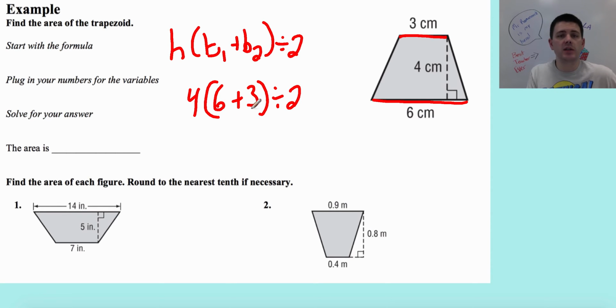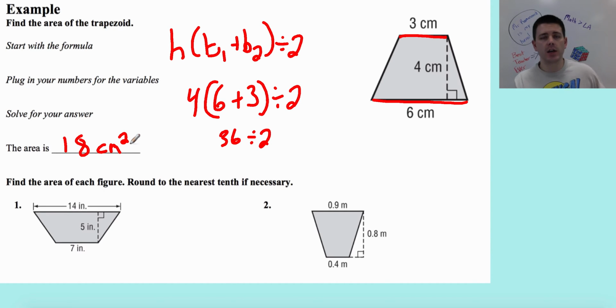6 plus 3 is 9. 9 times 4 is 36. And then I divide by 2. 36 divided by 2 is 18. So my area is 18. But remember, don't forget your units. Don't leave it as a naked number. It's dealing in centimeters, so it's going to be 18 centimeters squared.